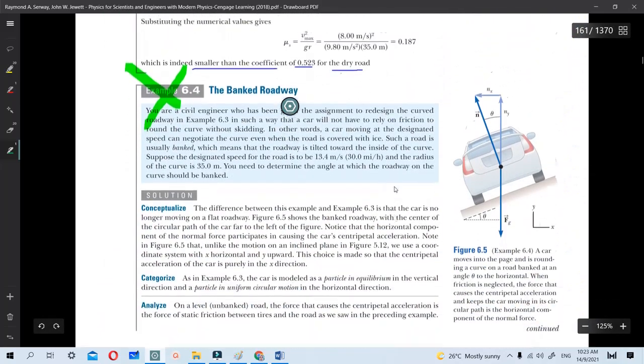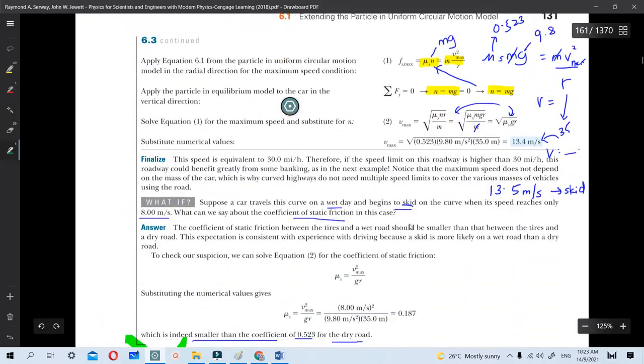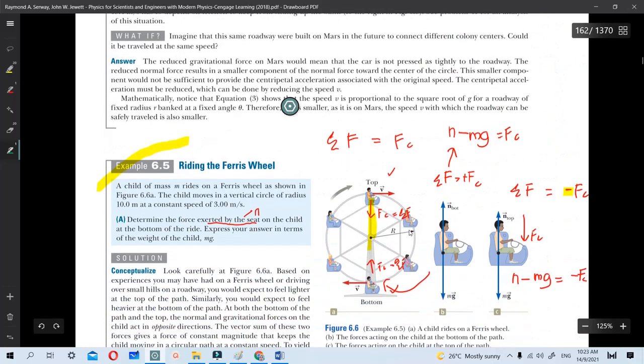And finally, what if you have more than one force? You need to sum up the net force in the direction parallel to the centripetal force, and that summation leaves you equivalent to the centripetal force. That's the essence of example 6.5.